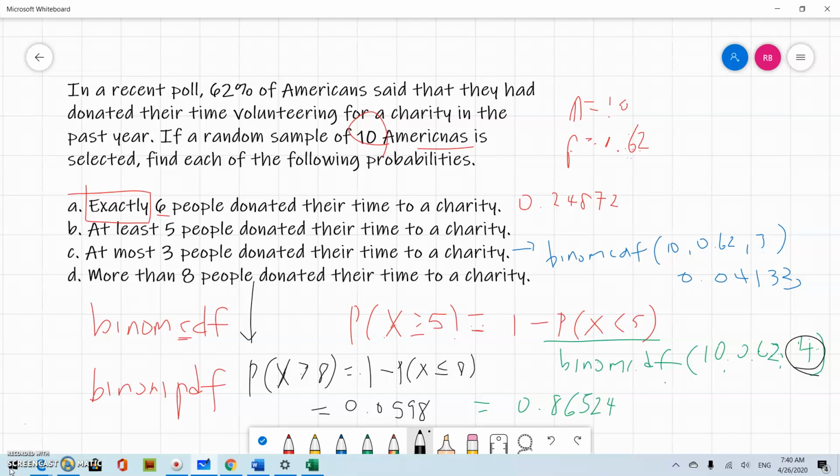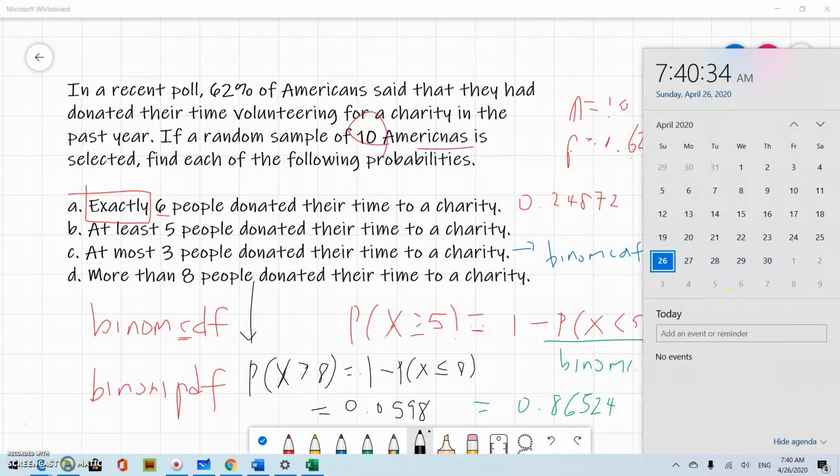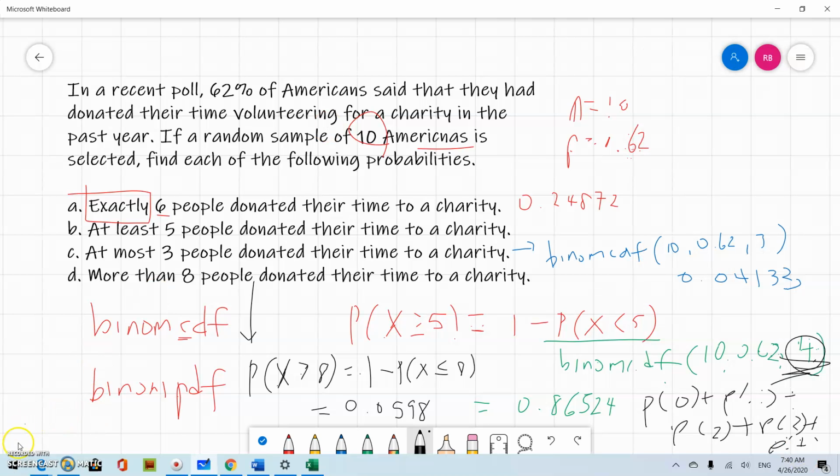So you can see how binomial CDF is super useful whenever they have a question like this: exactly, at least, at most, more than. But you do need to know when to use binomial CDF. CDF includes 0 to that number that you are specifying in the function. So 4 means you want to look for P of 0 plus P of 1 plus P of 2 plus P of 3 plus P of 4. When you know exactly what binomial CDF means, you can use it and it will cut your time to calculate all the probabilities. Okay, and that's it.